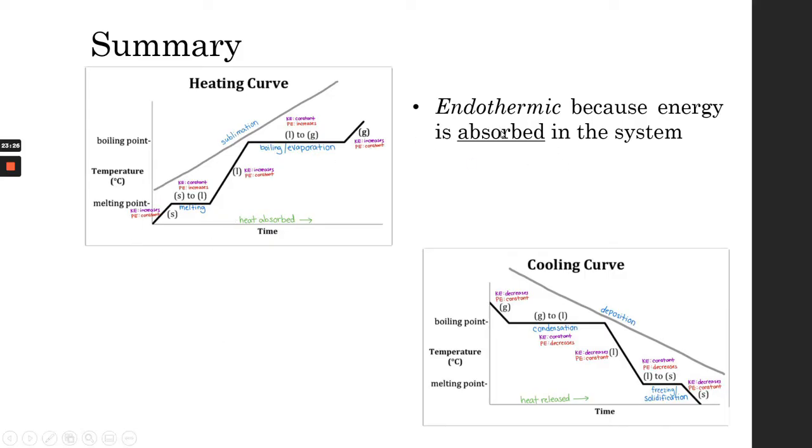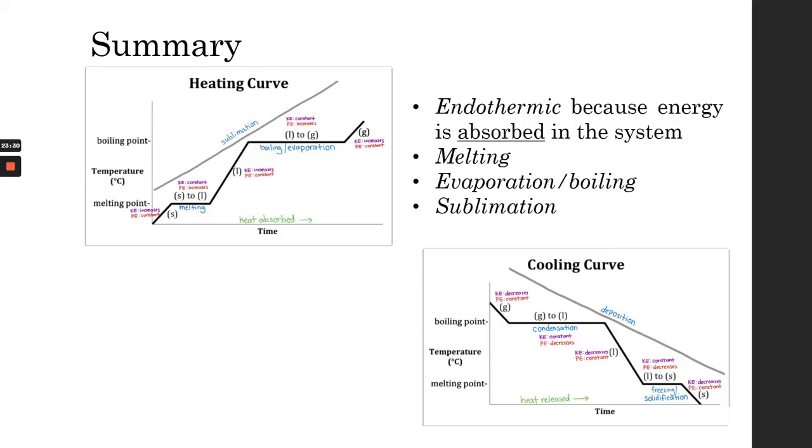So the phase change that is happening here is melting, evaporation, and sublimation. We did not discuss sublimation, but for sublimation, the curve is actually just a straight line. Unlike for melting and evaporation, where the curve is not smooth, there are plateaus. For sublimation, there are no plateaus. It's a straight increase in temperature.